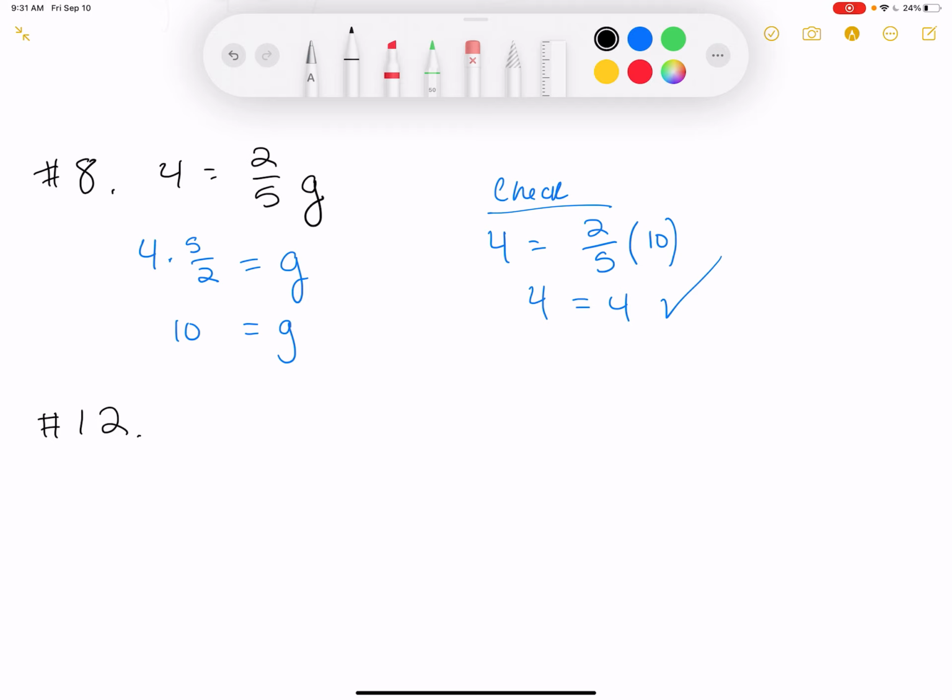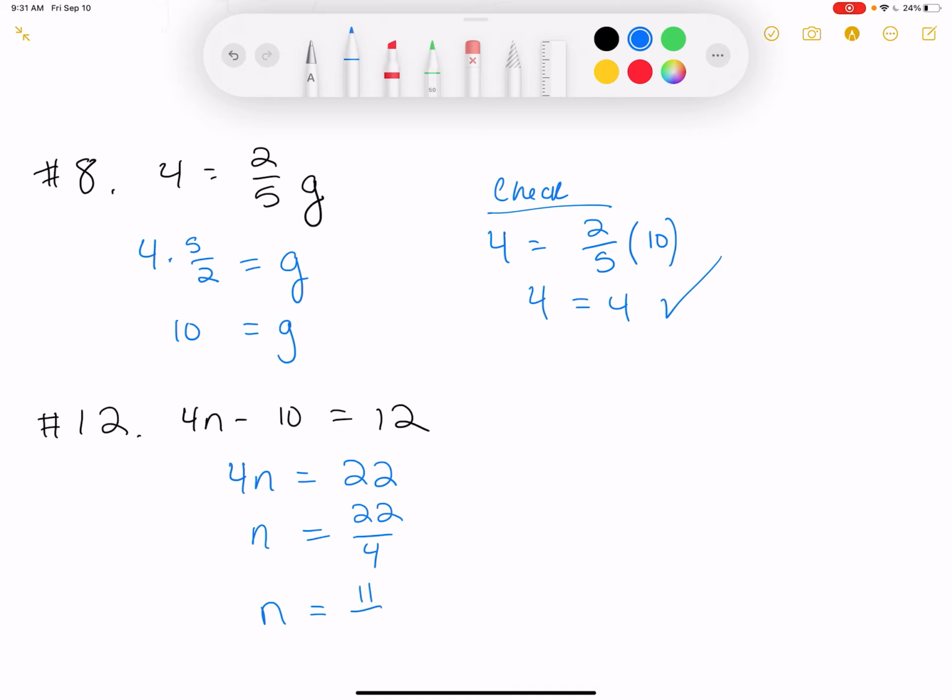All right, 12. 4n minus 10 is equal to 12. So now we've got a 2-step problem. So what do I do first? You add the 10. Add 10, so 4n is equal to 22. And then what? You divide it by 4. Divide by 4, so n is equal to 22 over 4. I need to simplify that.